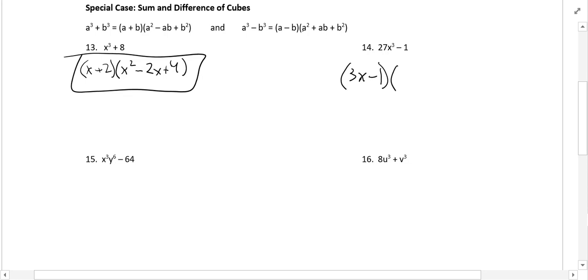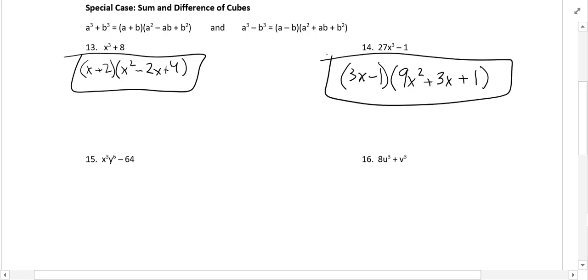Okay, then remember, I'm following my rule here. So I take the first term and I square it. So 3x squared is going to give me 9x squared. I'm going to multiply these two terms together. That's going to give me a negative 3x, and I'm going to switch the sign. So it becomes plus 3x. Then I'm going to take the last term, and I'm going to square it. So negative 1 squared gives me a positive 1. And so there's my factored form.